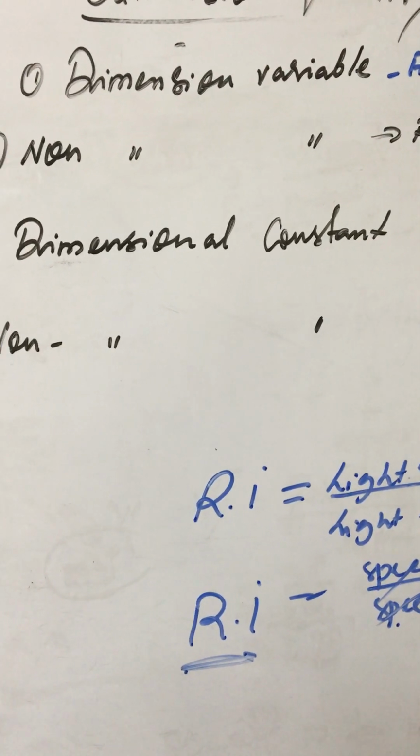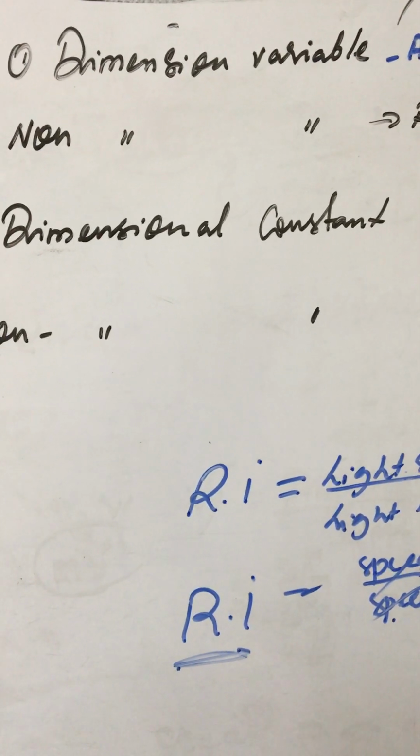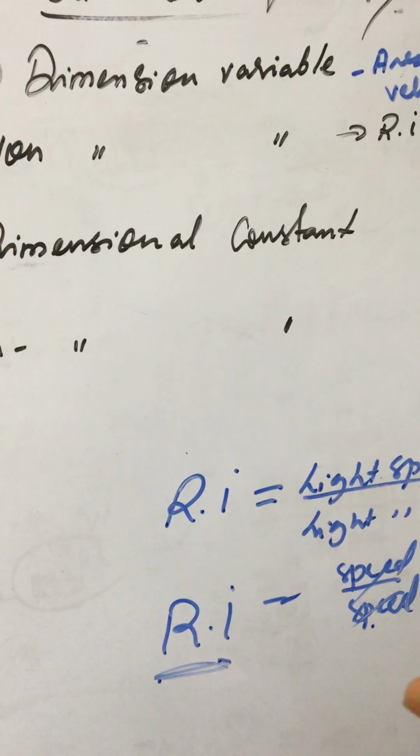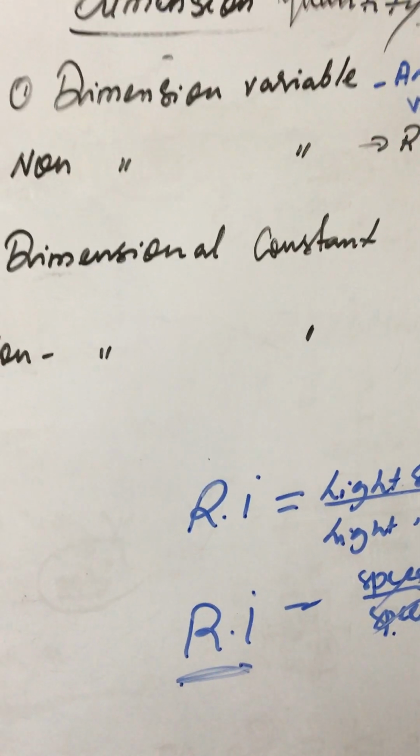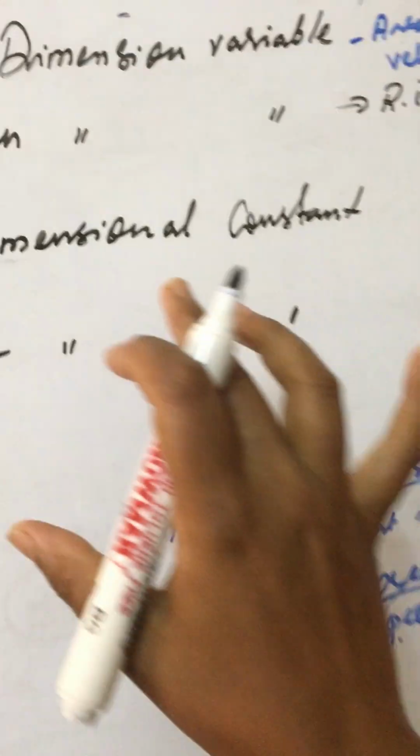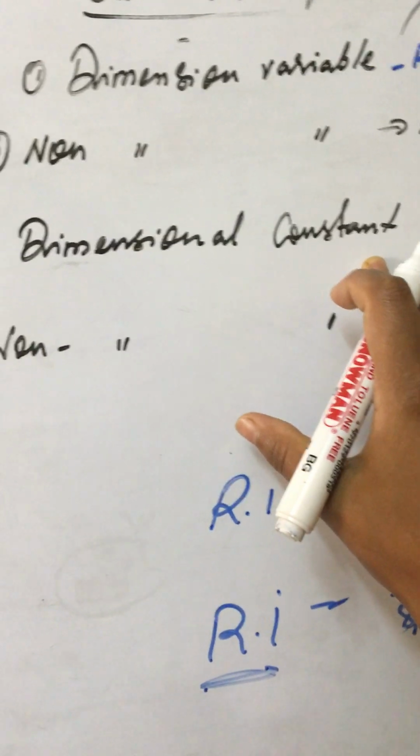Some numbers in physics which have dimension. Like, take for an example.